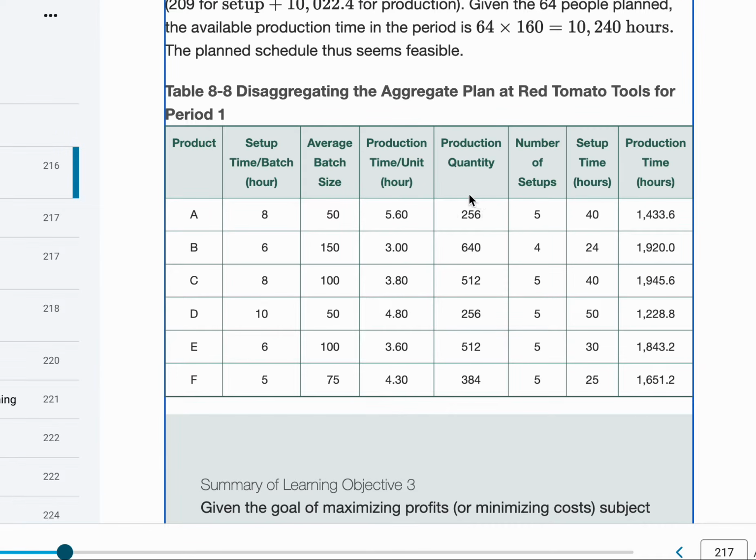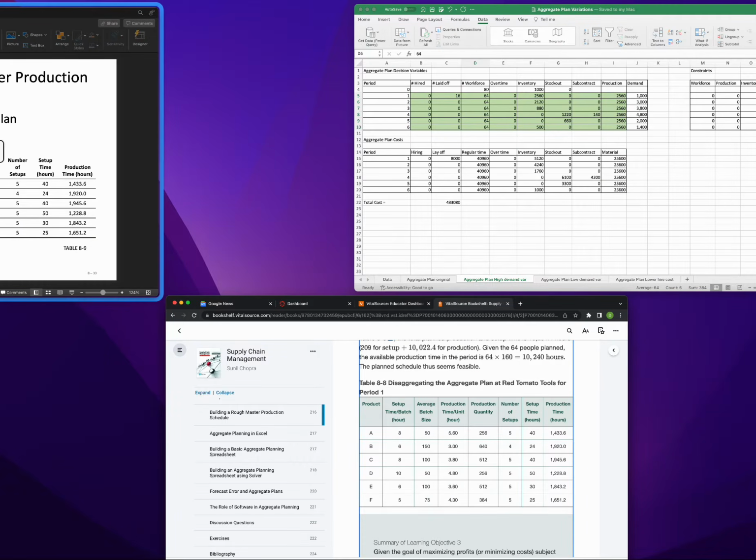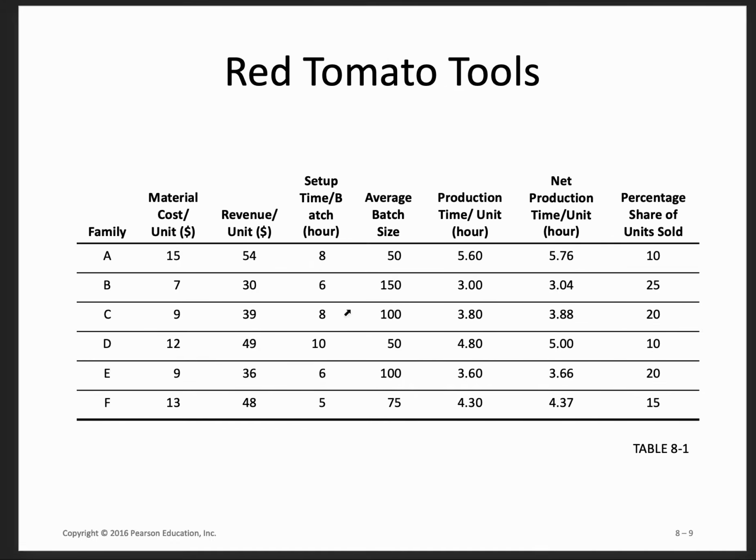So what we can do is take these production quantities, then calculate the number of setups that we will have to do. How do I calculate the number of setups? I can take the production quantity and divide it by the average batch size. And we know what the average batch size is, because it is given to us in the data set. If you look at the original data set, you will notice that the average batch sizes are given to us.